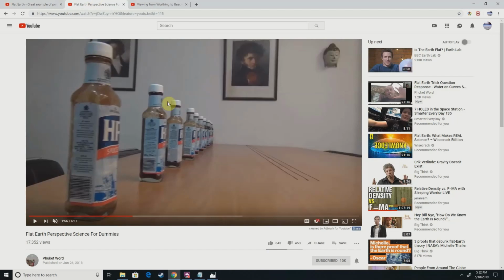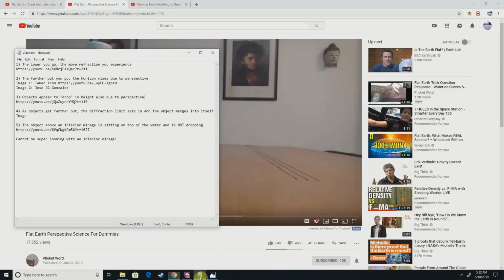Let's take a look at this video, right? He lines up these bottles, and as you can see, they're all the same bottle, same brand, and the same height, and they appear to drop due to perspective. So that one, again, is pretty simple.